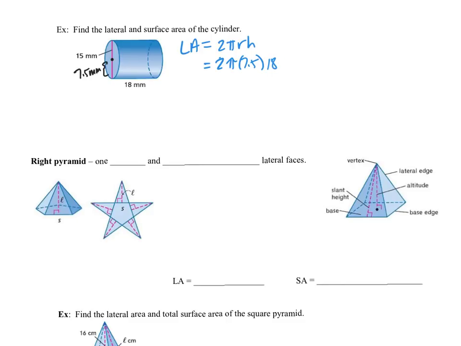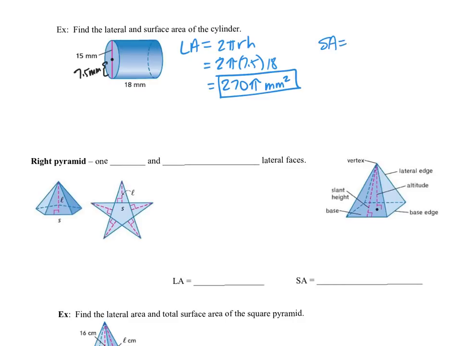And so our final answer is going to be, and we're just going to leave this in terms of pi in the absence of directions otherwise. Let's just leave the answer exact and in terms of pi. But let's not forget our units. Since this is surface area, it's going to be millimeters squared. Okay, so there's our lateral area.